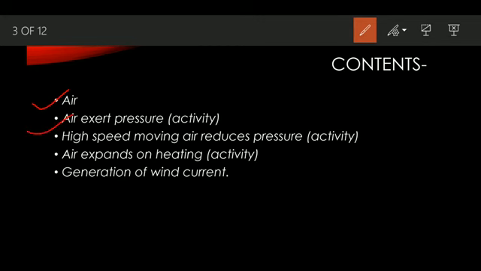Those properties are that air exerts pressure, high speed moving air reduces pressure, air expands on heating, and generation of wind currents. So students, these three properties mean air exerts pressure, high speed moving air reduces air pressure, and air expands on heating. These three properties of air we will study and prove by different types of activities.